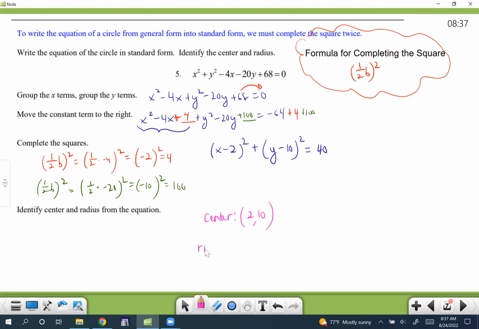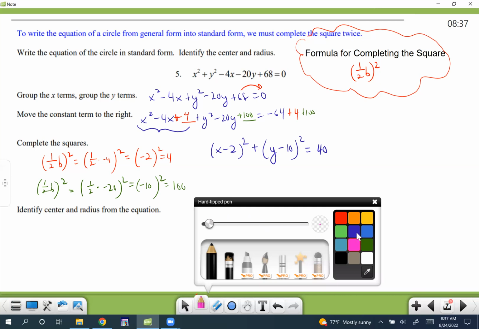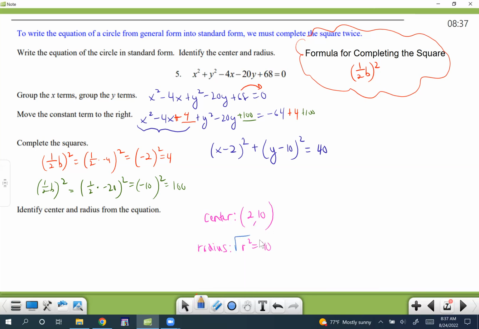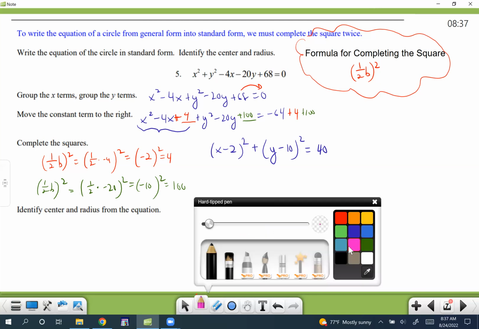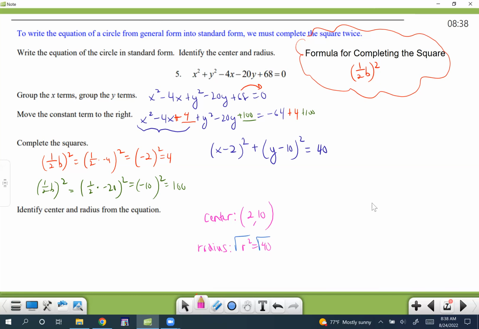Now for the radius, remember the right-hand side of the equation, you guys, this part isn't r, it's r squared. So we know r squared equals 40. But we have to square root both sides. There's no need for a plus or minus here because the radius can't be negative, it's a length. You wouldn't measure a circle with the tape measure and be like, yep, negative 2 long. You would just say 2. So I'm not going to put the plus or minus.